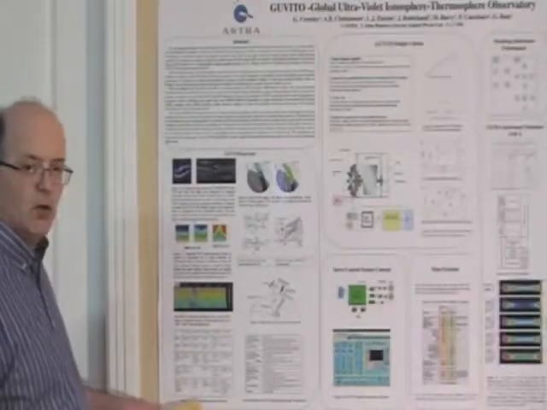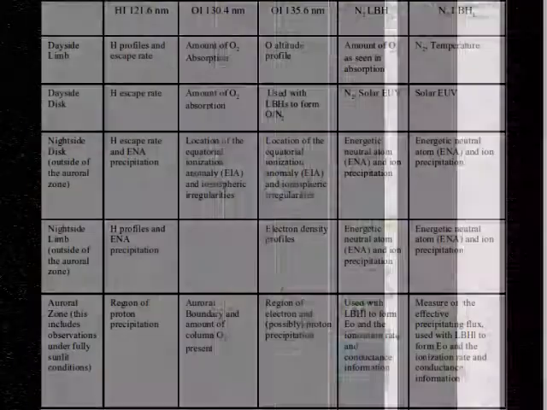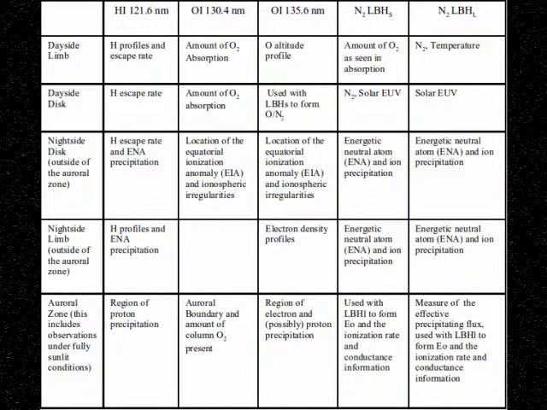There's not time to go into all that GUVI can observe, but this chart tells you the 5 different wavelengths or wavelength bands that we record, the colors as we call them, and these are the different observing conditions, for example the dayside limb, the dayside disk, etc. And these are all the environmental parameters that we can derive from the GUVI data.